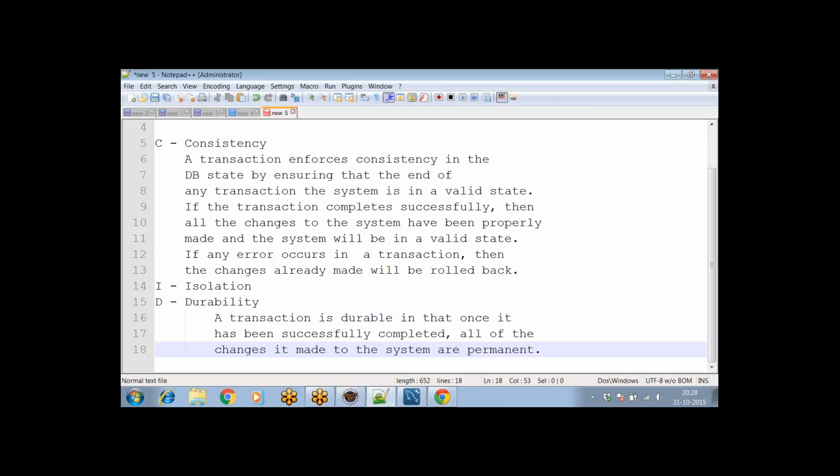How can we make sure that the changes which are done by the transaction are durable? That means the changes are written to the database permanently, or updated to the database permanently. How can we make sure that the changes are updated permanently?